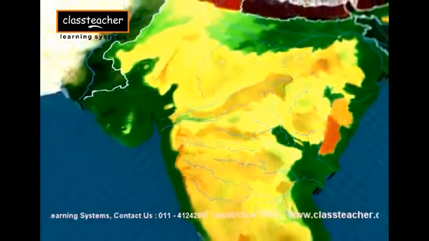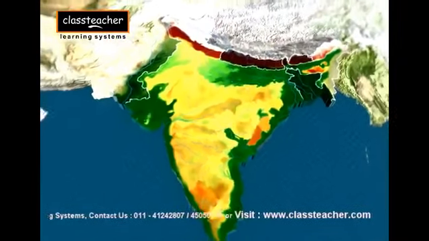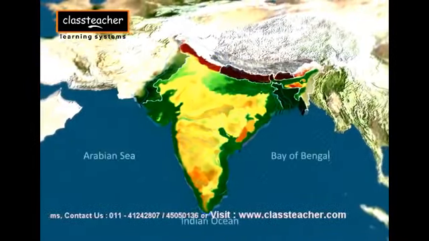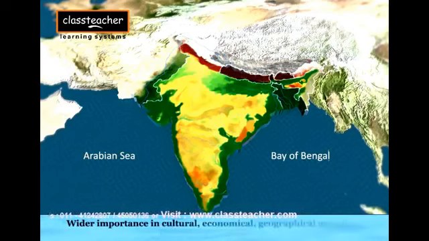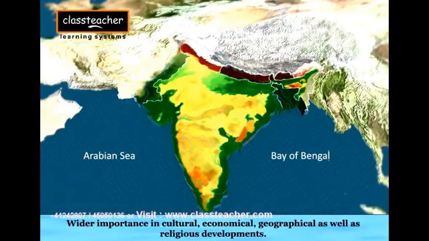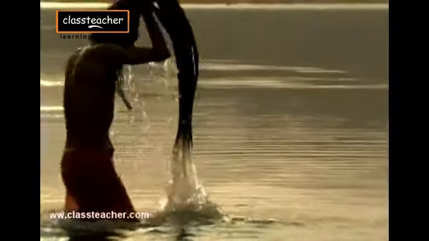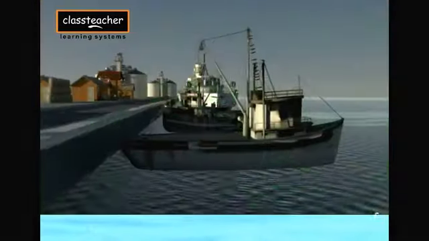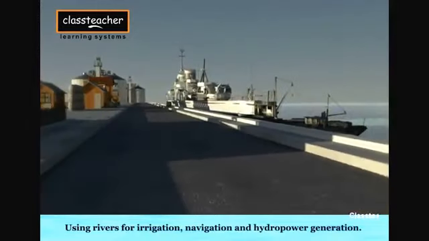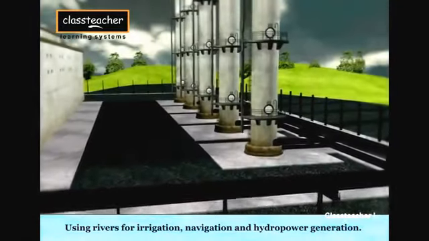Role of rivers in economy. Rivers form one of the most distinctive features of India. Amongst its many geographical marvels, they also carry a wider significance in cultural, economic, geographical, as well as religious developments. The rivers in India are considered as gods and goddesses. Rivers have been of fundamental importance throughout human history. Water from the river is a basic natural resource. Using rivers for irrigation, navigation and hydropower generation is of special significance, leading to a flourishing Indian economy.